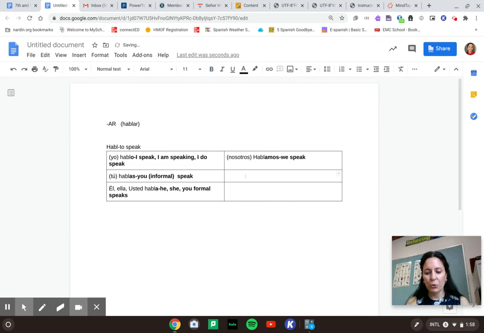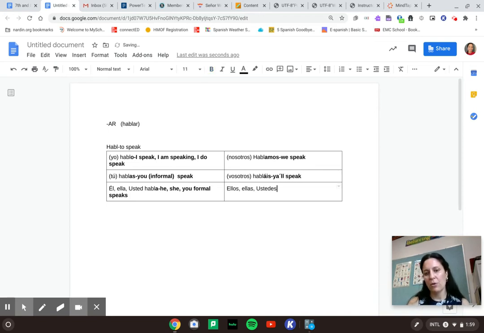Then we have vosotros, and that's not necessary. We're putting our stem, like the same as the rest of them, and then we're adding our ending with an accent. We have áis, habláis. So I can say vosotros habláis español. So remember, vosotros habláis is going to be y'all speak, like you plus somebody else, which would be you guys or y'all.